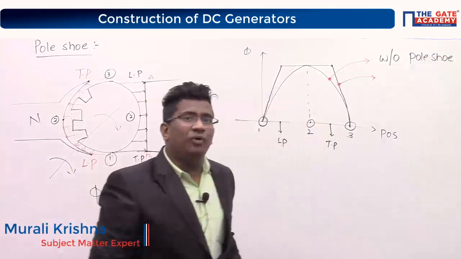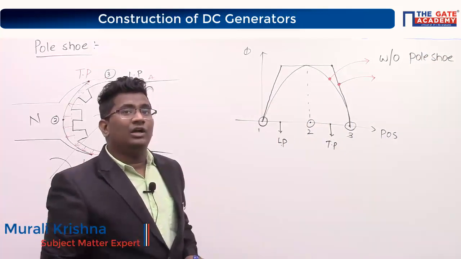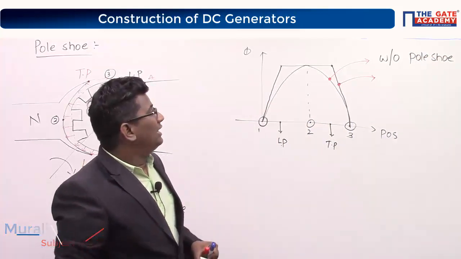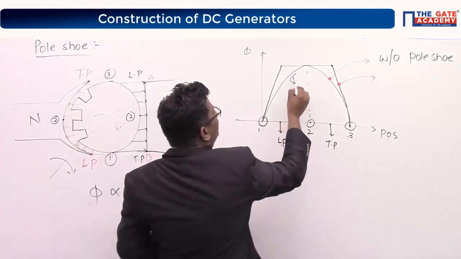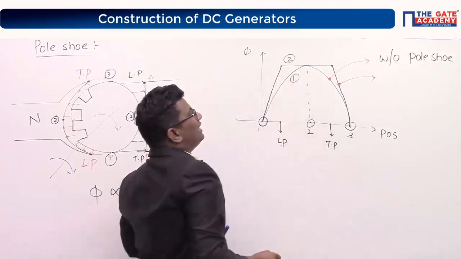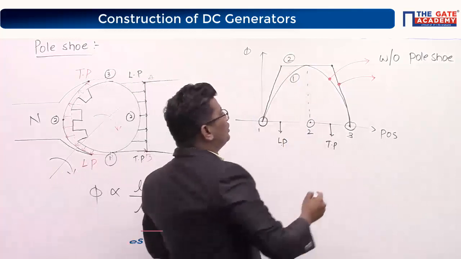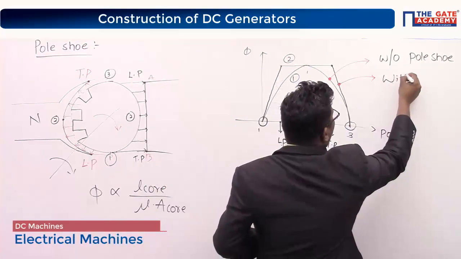This is without pole shoe, na? Without pole shoe. This, I will say curve 1. I will say curve 2. Curve 1 is without pole shoe. Curve 2 is with pole shoe.